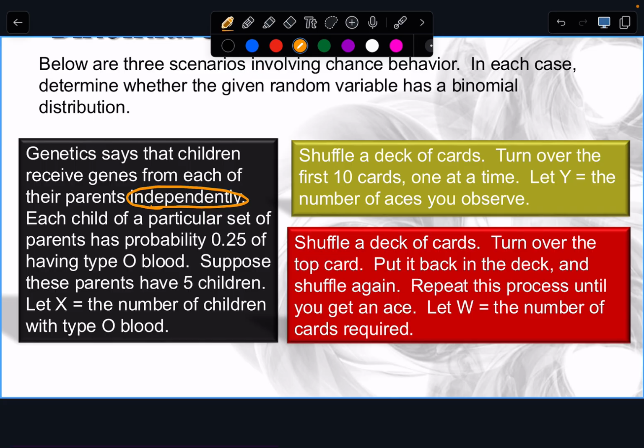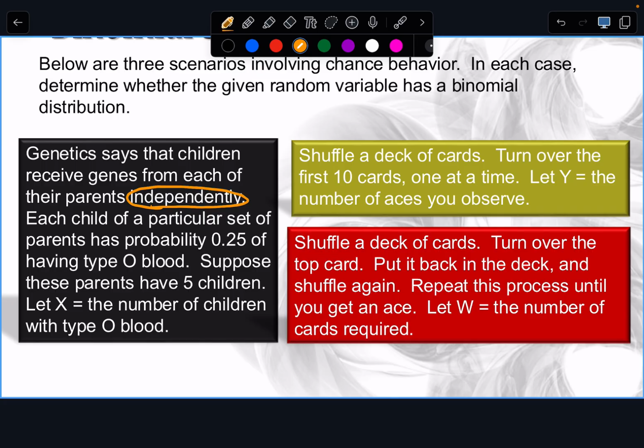Yeah, the 5 children. So n would equal 5. We're setting it at they're having 5 children. So that's our fixed number of trials. So we go to our last condition. Is the probability of success, the probability of type O blood, going to stay the same for each child? Right, there's a 25% chance for each child, so the probability of success is going to stay the same every time. So all 4 conditions are met.